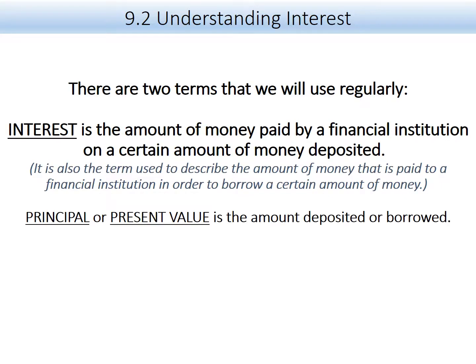The second term, principal, or what we'll often call the present value. The present value is the amount of money that you deposit or borrow.